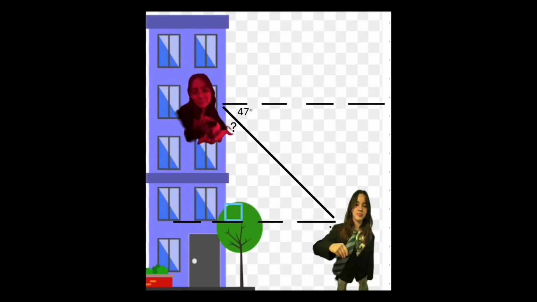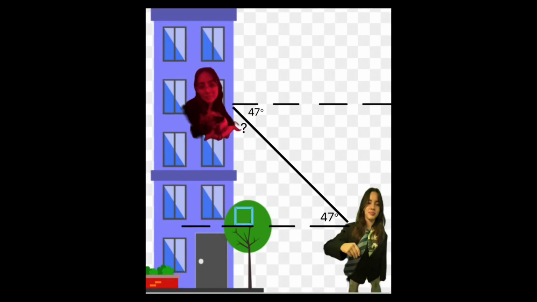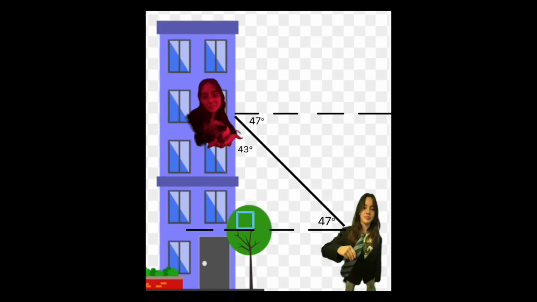For example, for Tomato Kid to look at me from the second floor, he looks down, creating an angle of depression of 47 degrees. When I look up, making an angle of elevation, it is also 47 degrees. Since the angle of elevation for me to see Tomato and the angle of depression for him to see me are the same, we can now find the third angle of the triangle by subtracting it from the other angles, and we get 43.